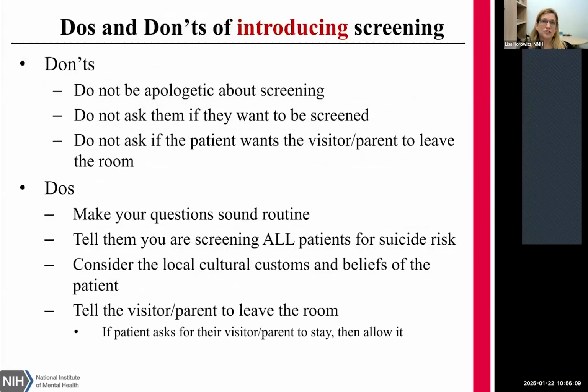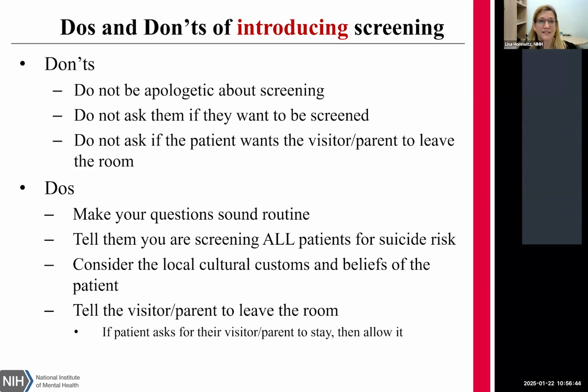So while the script can become your own words and what you're comfortable with, there are some things to be mindful of. There are do's and don'ts of introducing the screening. One thing I've observed a lot of people doing: you don't want to be apologetic. You don't want to say, I'm so sorry, I've got to ask you a few questions about suicide. My hospital's doing this and this is new and we have to do this. You don't want to introduce it like that because you don't do anything else like that, right? It's going to stigmatize it further.